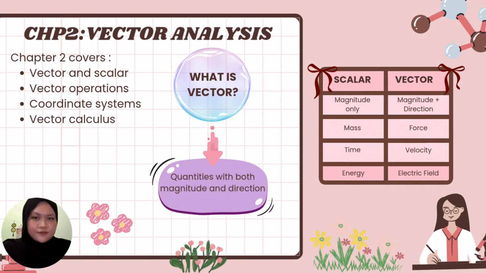First, let's look at the difference between scalar and vector quantities. Scalar has only magnitude while vector has both magnitude and direction. Examples for scalars are mass, time and energy, while vectors are force, electric field, and velocity.